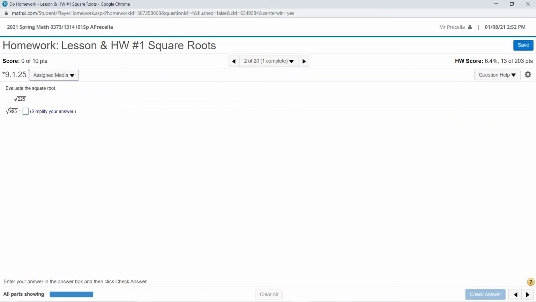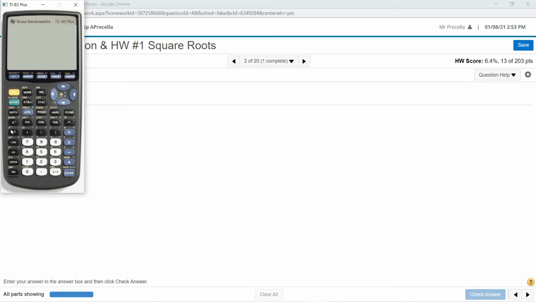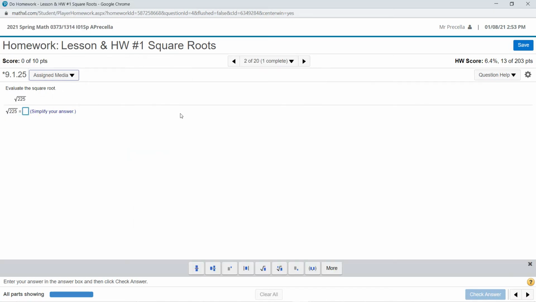The square root of 225. I wonder, is 225 a perfect square? We've been up through 169 listing our perfect squares. If I look at my calculator, if I clear this, the square root key is up here above the x squared. Second, square root, 225. I know what that is. That's 15. 15 times 15 is 225. So I'll just punch in a 15.